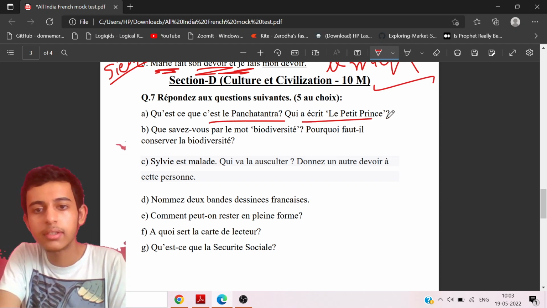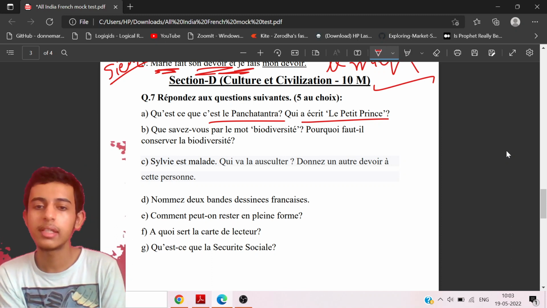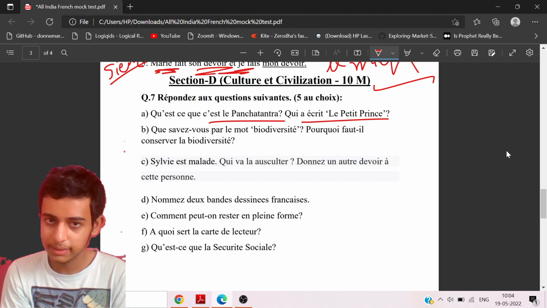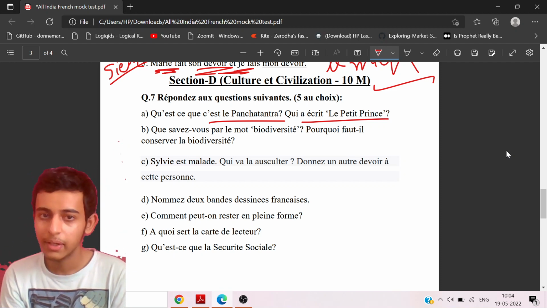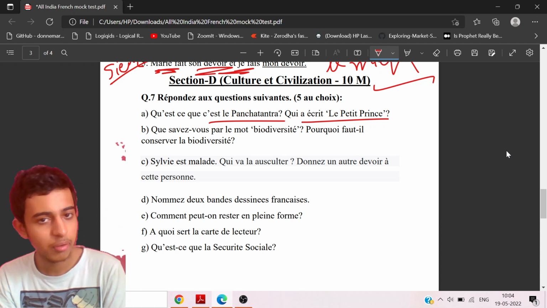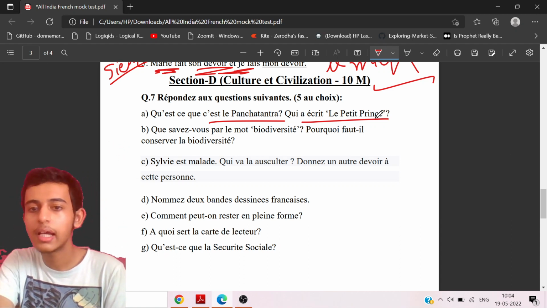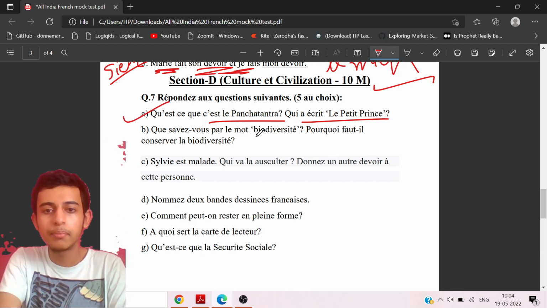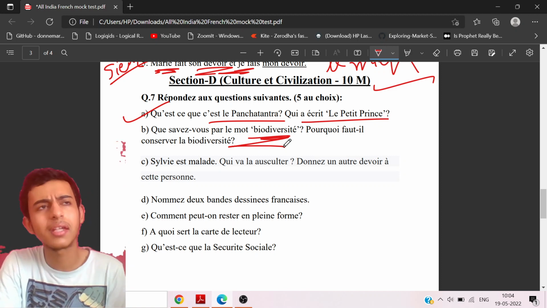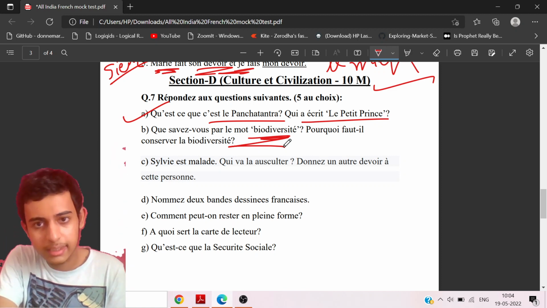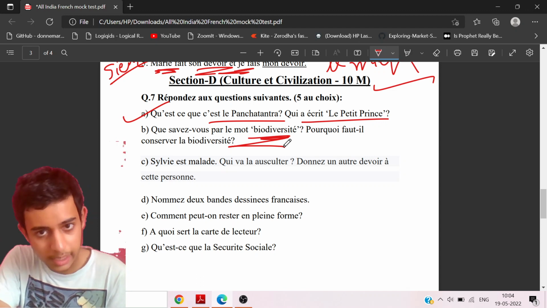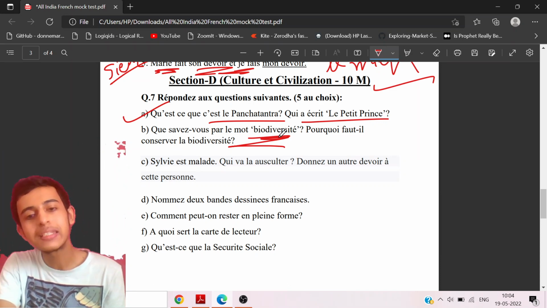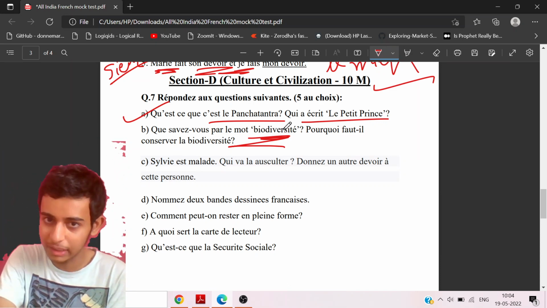Qu'est-ce que c'est le Pentateuque? Qui a écrit le Petit Prince? Le Pentateuque est une collection de contes et de fables inscrites en 5 livres, right? Qui est réuni par le savant Vishnu Sharma. And the second part, Antoine de Saint-Exupéry a écrit Le Petit Prince. Done. Second, que savez-vous par le mot biodiversité? Biodiversité est les espèces animales et végétales de la nature, which means that biodiversity means the animal and plant species of nature.